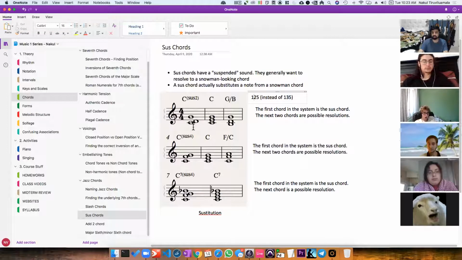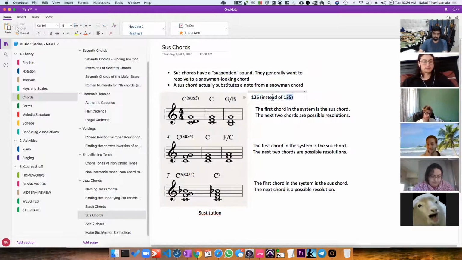Professor? Yeah. I just have a question about sus chords, because in the examples that we've seen, usually it's the third that's being replaced by a different scale degree. So I'm wondering, is that basically how it is with sus chords? Is it usually just the third that's being replaced, or are there sus chords with other scale degrees being replaced?